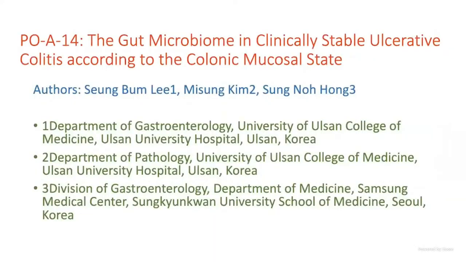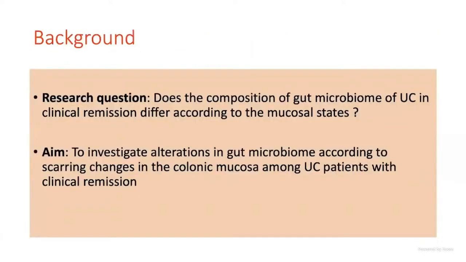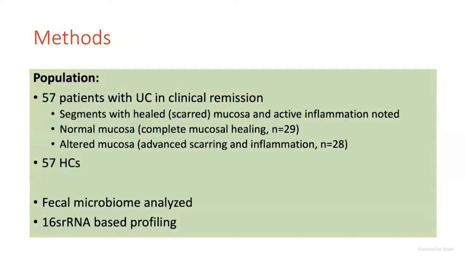concluding that mucosal microbiome differs between inflammation and remission with respect to the disease location. This second abstract looked at the gut microbiome in clinically stable ulcerative colitis according to the colonic mucosal state. So the question was, does the composition of gut microbiome of UC in clinical remission differ according to the mucosal state? The authors aimed to investigate alteration in the gut microbiome according to scarring changes in the colonic mucosa among patients with UC in clinical remission.